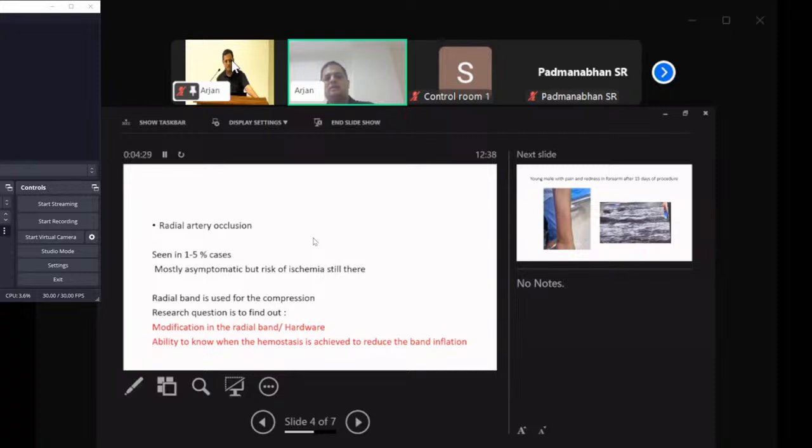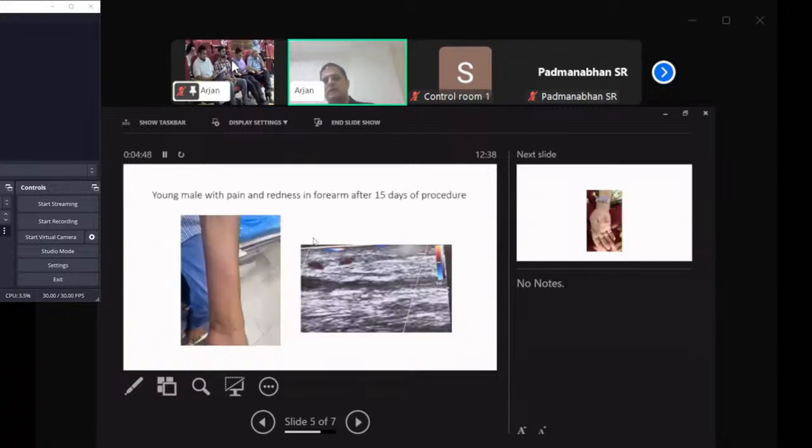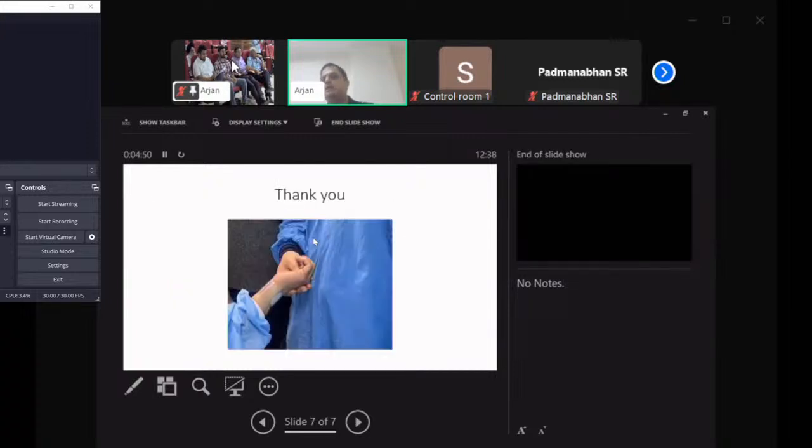So the research question is whether we can make any modification in this radial band so that it can predict and do a graded compression, so that we know when hemostasis is achieved. And secondly, the ability to know that hemostasis is achieved, that's the same thing only. So I want monitoring on this band only, so that the risk of occlusion is less in these cases. Thank you very much.